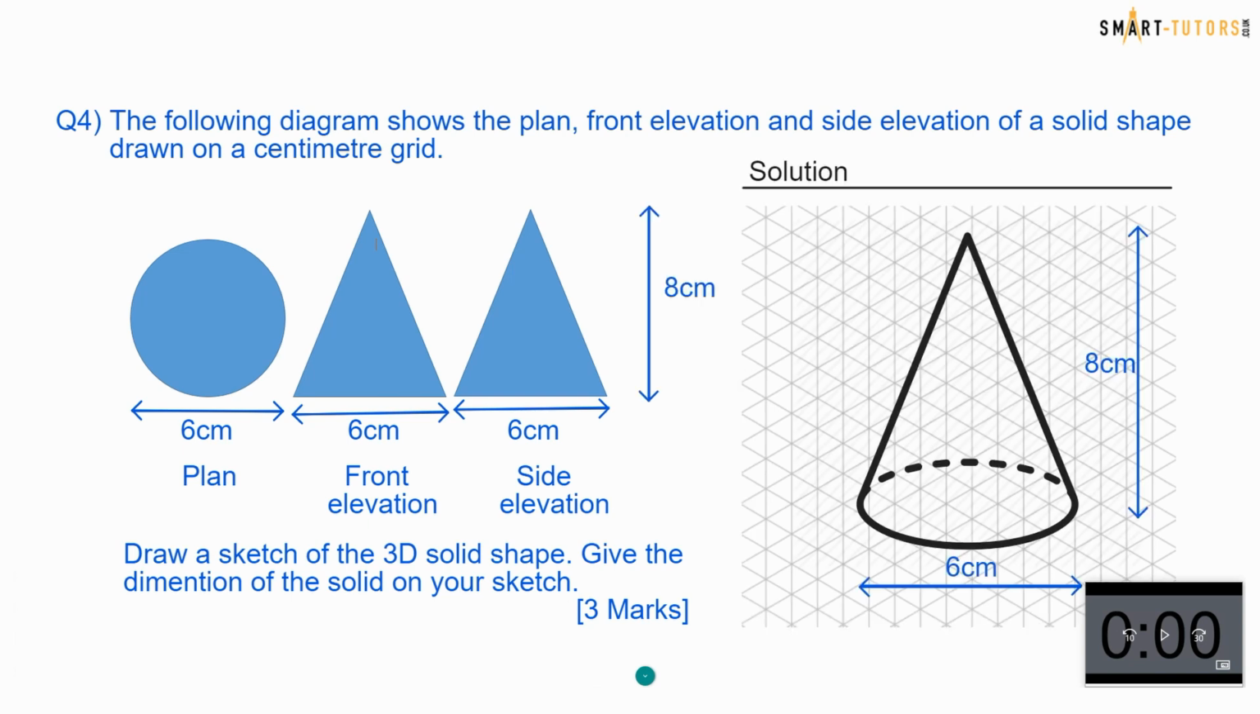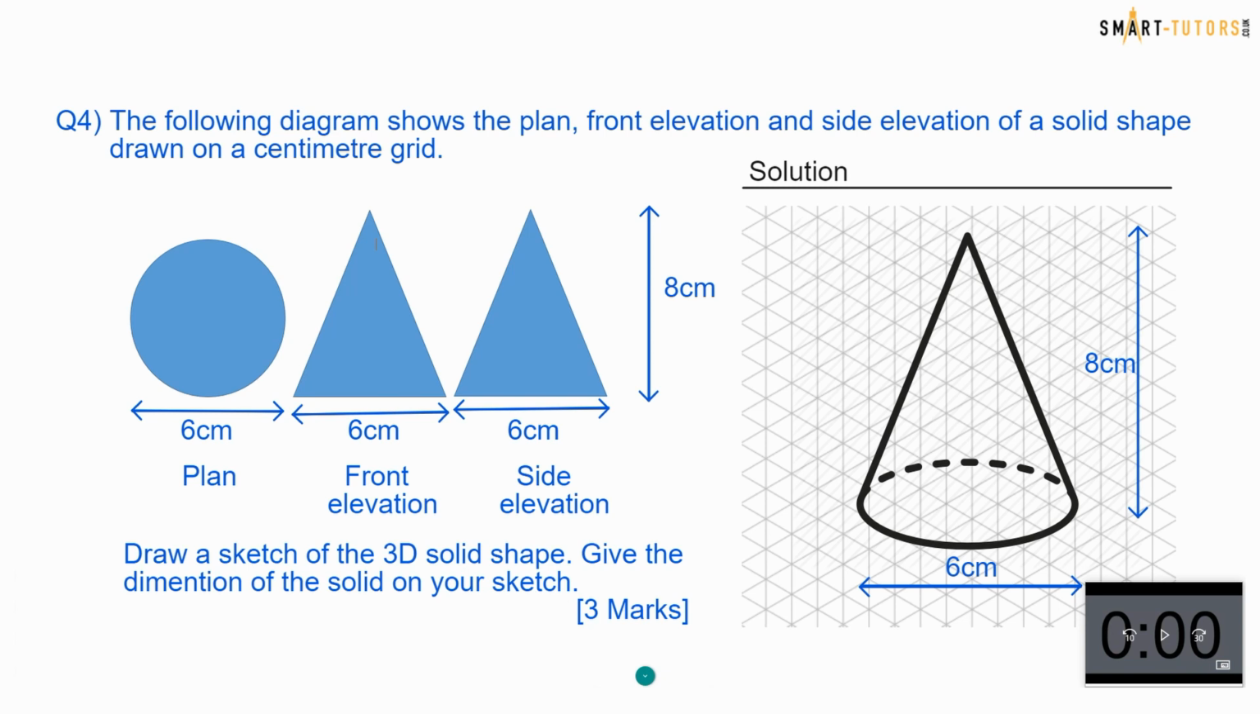Let's have a look. In this topic, when you see a bird's eye view from the top view, it's a circle. That means it's circular. It could be a sphere or a circular cone base. Each side elevation and front elevation looks like a triangle, so obviously it's going to be a cone. The examiner wants to see, are you marking the 6 centimeter diameter and the height 8 centimeter correctly? That is the only thing you need to mark, and it's a 3D shape. You need to do it.